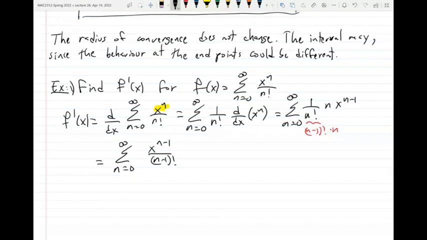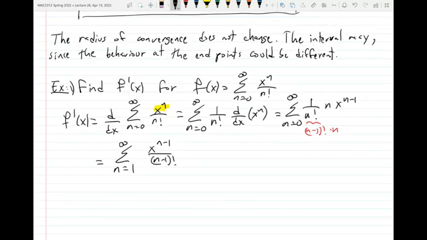Everybody okay with this? So n factorial is the same thing as n minus 1 factorial times n. You used to do this a lot when you were doing the ratio test. Then this n cancels with this one.